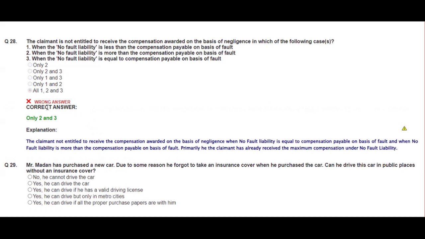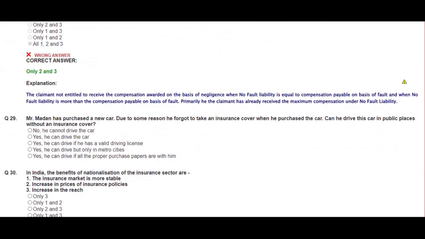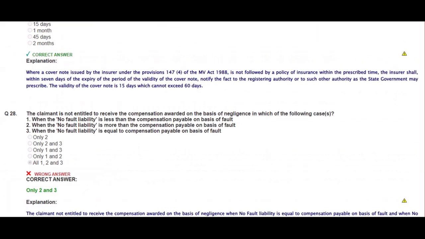Options 2 or 3. The claimant is not entitled to receive the compensation awarded on the basis of negligence when the no fault liability is equal to the compensation payable on the basis of fault, and when the no fault liability is more than the compensation payable on the basis of fault. Primarily, the claimant has already received the maximum compensation under the no fault liability.